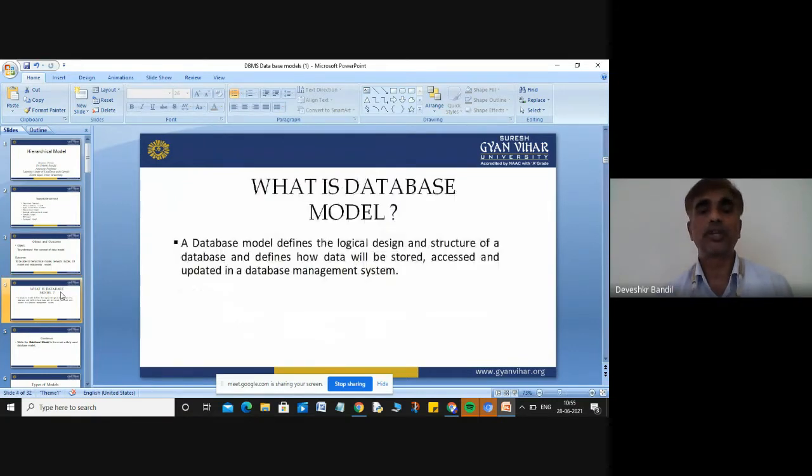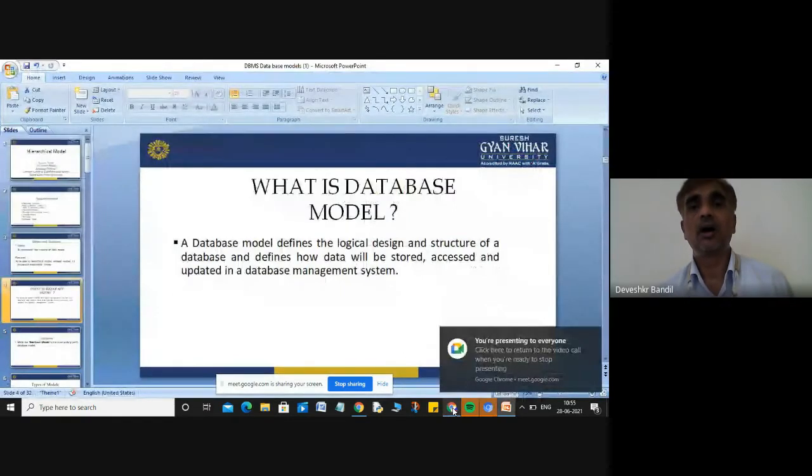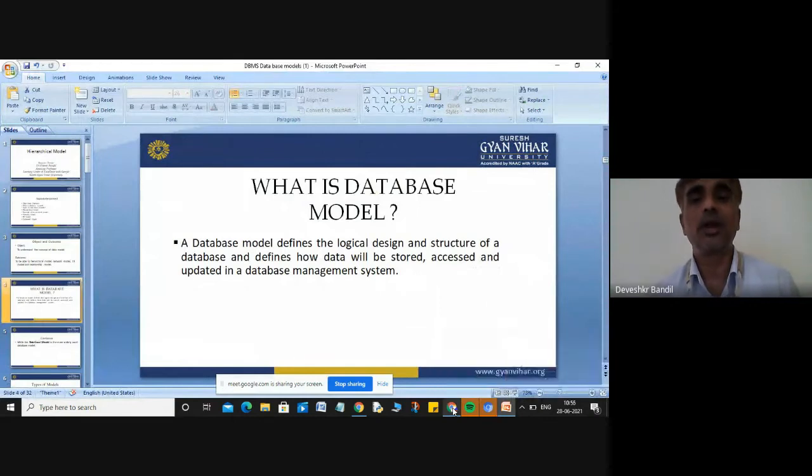Before starting this lecture, before starting the hierarchical model, students should know about the database model. If a student knows about the hierarchical model but doesn't know about the database model, this is not the right way, because the hierarchical model is a part of your database model. And now I am giving the overview of your database model.